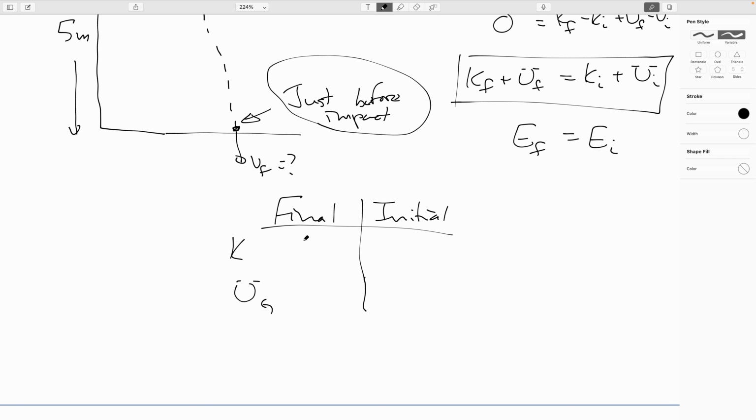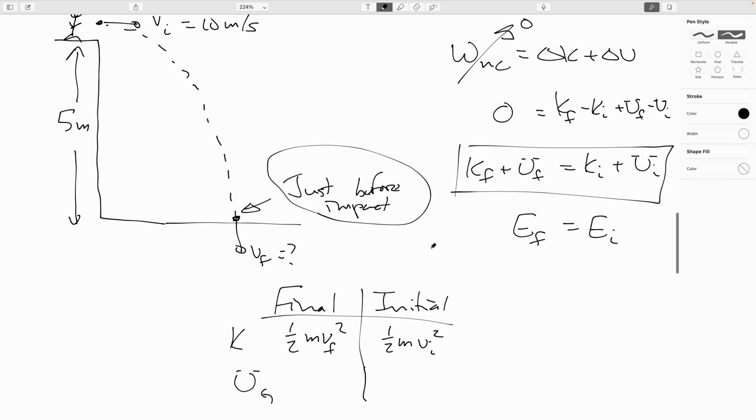So the final kinetic energy is going to be 1/2 mv final squared. The initial kinetic energy is 1/2 mv initial squared. Now we've got to think about our gravitational potential energy.